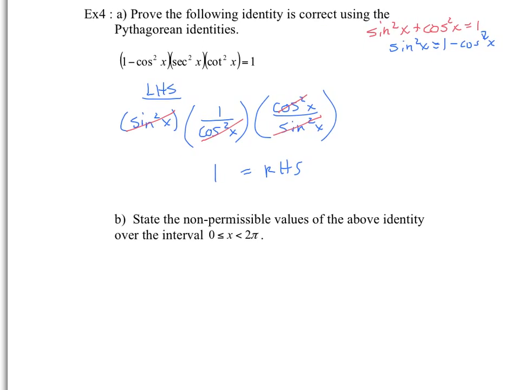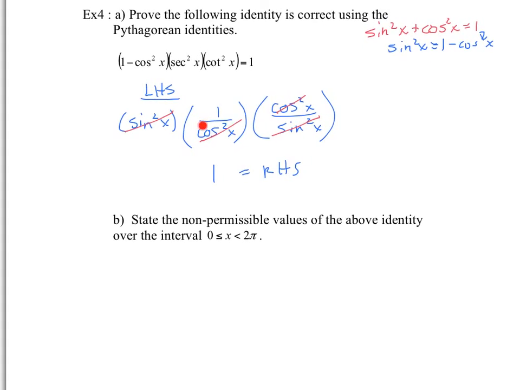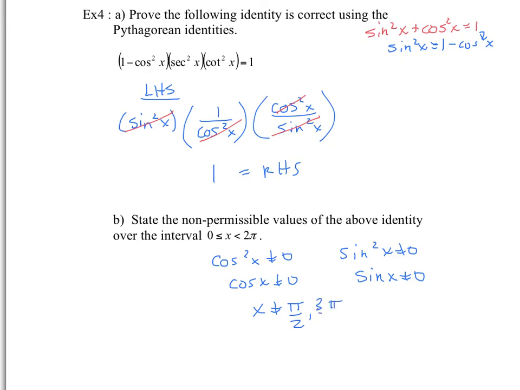The last thing I want to do is find the non-permissible values. So notice that cos squared and sine squared we have in the denominator, which means cos squared x cannot equal 0. Well, it doesn't matter if it's squared or not, because 0 squared is 0. So really what we're saying is cos x cannot equal 0. We're going to do the same thing for sine squared x cannot equal 0. That means sine x cannot equal 0. And we're looking at the interval 0 to 2 pi. Therefore, x cannot equal pi over 2 and 3 pi over 2. And over here, x cannot equal 0 and pi. So these would be the non-permissible values.